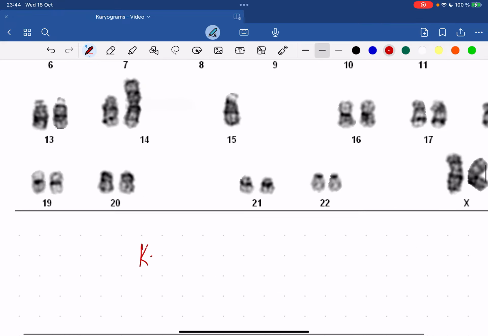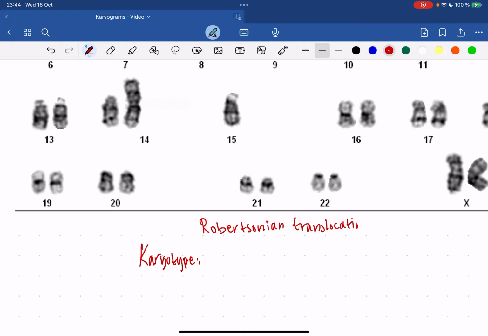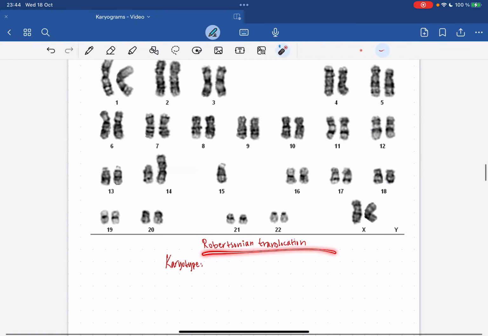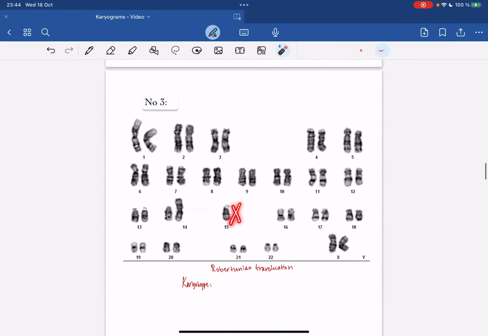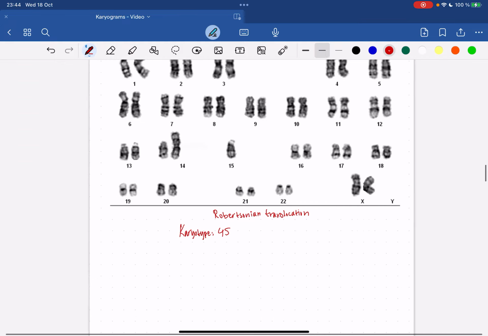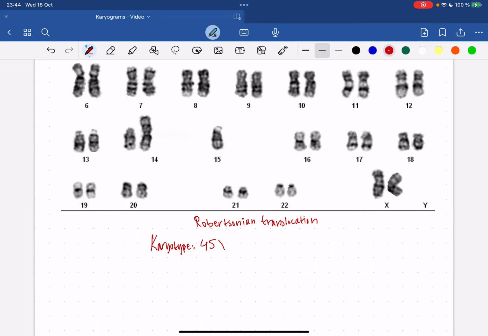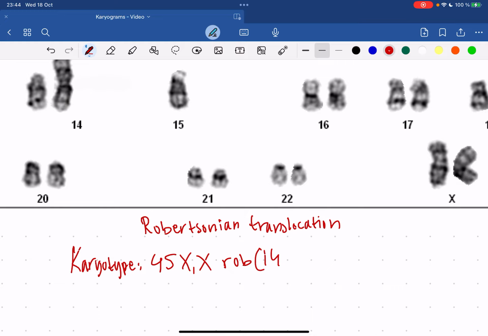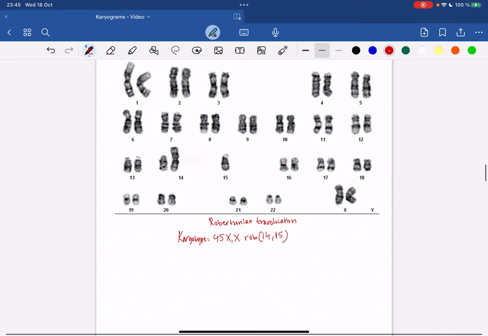So we can write down the karyotype. Well, let's actually first write Robertsonian translocation. And how do we know that? That's because we have this single chromosome right here. The karyotype, and remember for Robertsonian, we're actually dealing with 1 less chromosome because there should be a chromosome here. So instead of 46, we're dealing with 45. And what is the sex? It would be 2 X's, so XX. And then we're dealing with Rob, parentheses, and the 2 chromosomes that are affected, which is 14 and 15. So here would be 14, 15, end of parentheses.